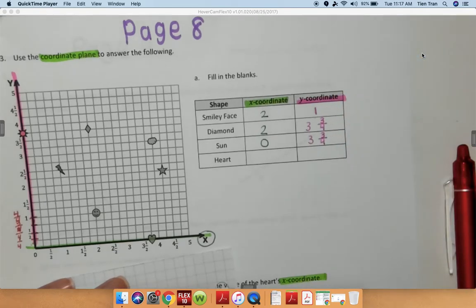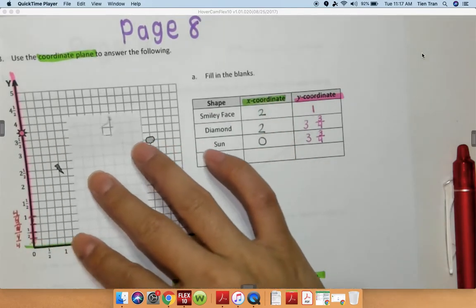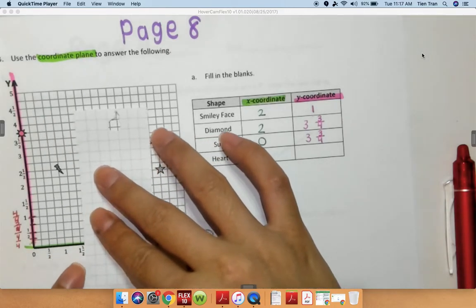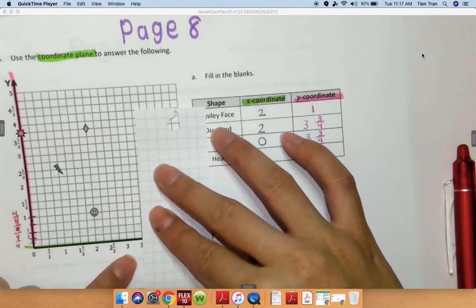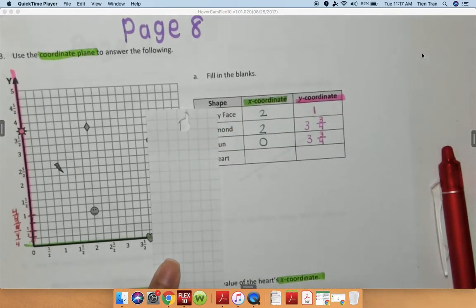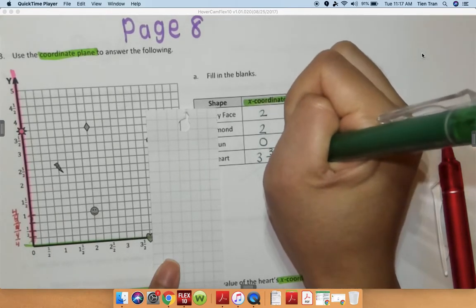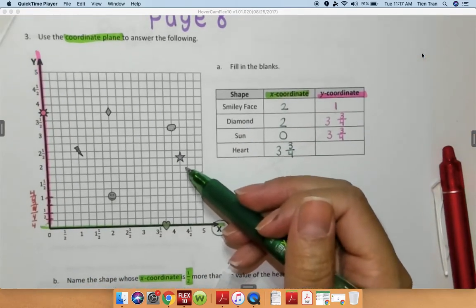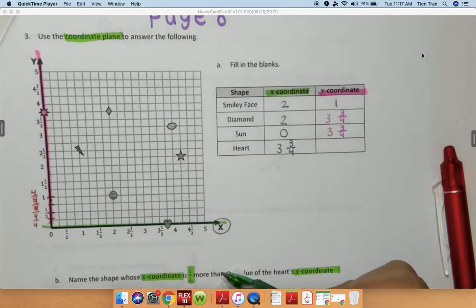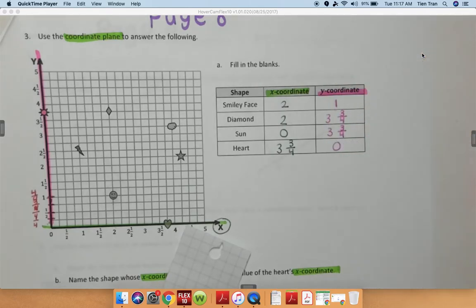Okay? And now I'm going to identify the heart. The heart is on the x-axis. So when I look at the x-coordinate, I'm passing 1, 1 and 1/2, 2, 2 and 1/2, 3, 3 and 1/2, and right there. It's right after 3 and 1/2. So again, it is at 3 and 3/4. So my x-coordinate is 3 and 3/4. And am I going up any? No, I'm not going up on the y-axis at all. So my y-coordinate is going to be 0.